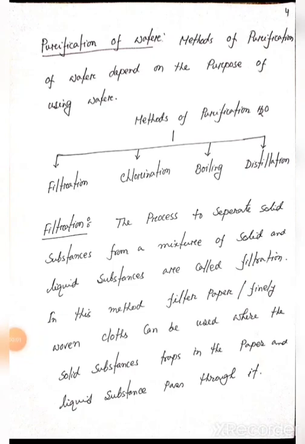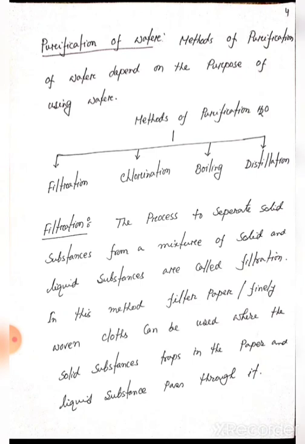So purification of water. We can purify water by using different methods. Methods of purification of water depend on the purpose of using water. Which method will be applied depends on the purposes. The methods of purification of water are: filtration method, chlorination method, boiling method, distillation method. So we see there are 4 methods that can be applied for purifying water.